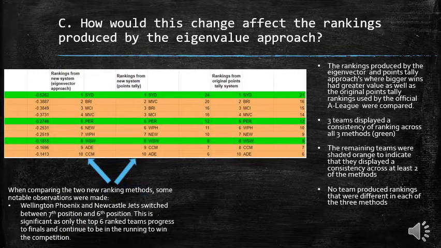When positioning all the new systems next to each other, we saw that only 3 teams displayed a full consistency across all methods, whereas all other teams were consistent in 2 methods. The teams that are most affected by this are Wellington Phoenix and Newcastle Jets, as they alternate between the 6th and 7th positions, which is the cutoff for the final series in the A-League. Another interesting note that we found was that no team was spread across 3 different rankings, showing some level of unity among these systems.